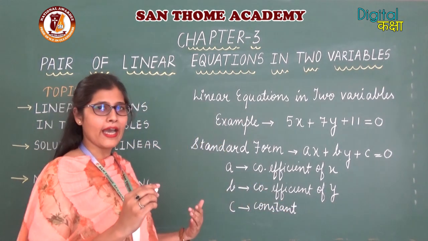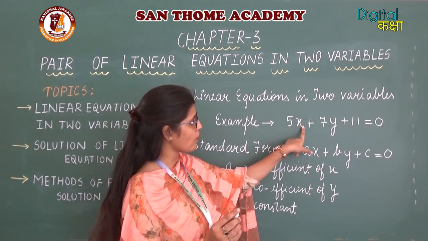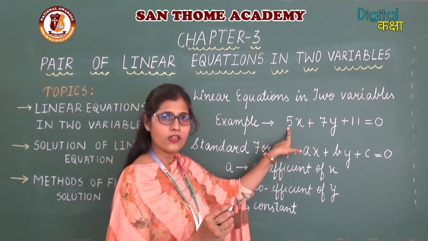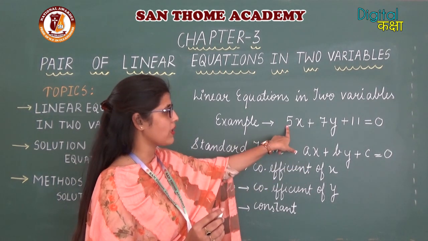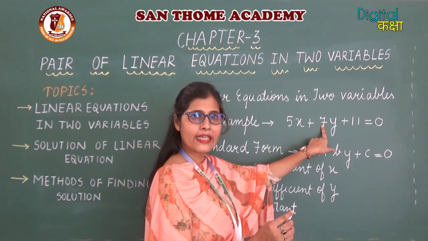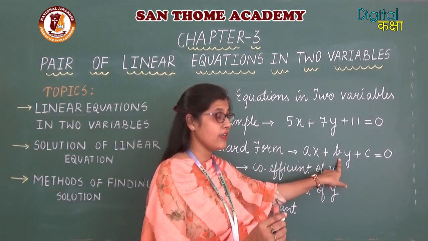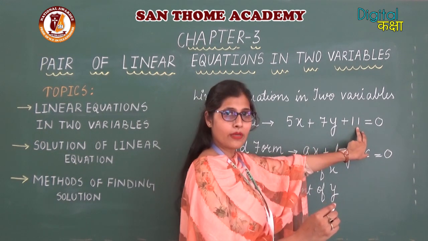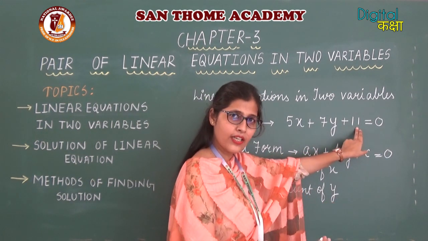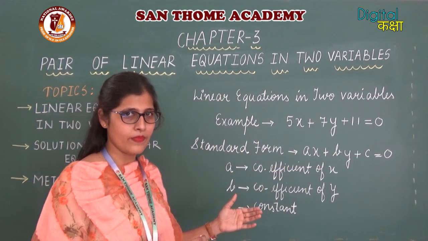Now when you compare it with the example, on comparing, what is the coefficient of x? 5. So I can say that a will be 5. When I am comparing it with the coefficient of y, it is 7. So the value of b will be 7. And the constant, when I am comparing, I am getting 11. So the value of the constant is 11 over there.